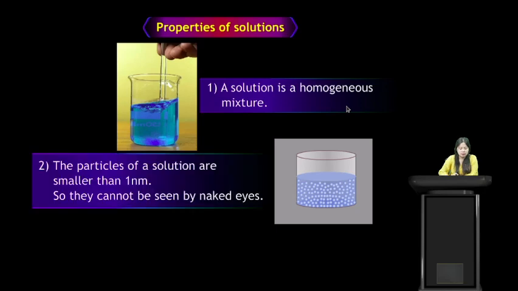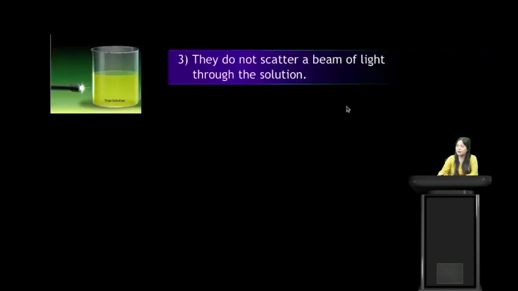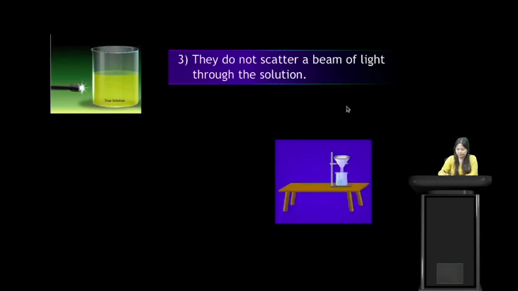The particles of a solution are smaller than 1 nanometer, so they cannot be seen by naked eyes. When we dissolve salt in water, we will not be able to see the particles of salt. The next property of solutions is that they do not scatter a beam of light. Even when we pass a light ray into this solution, it will not scatter the beam of light.